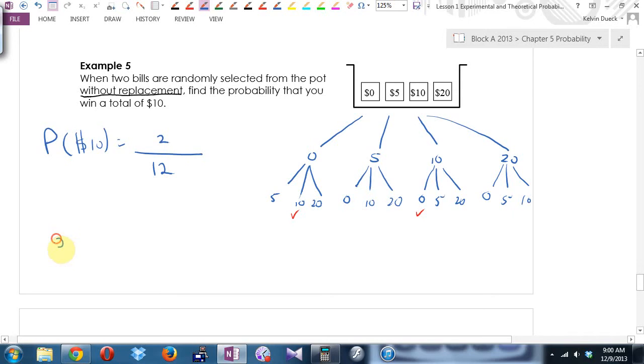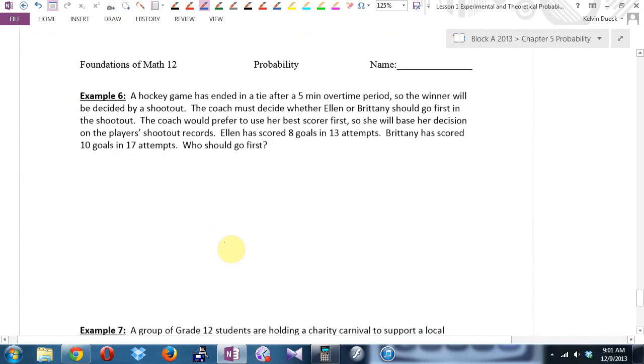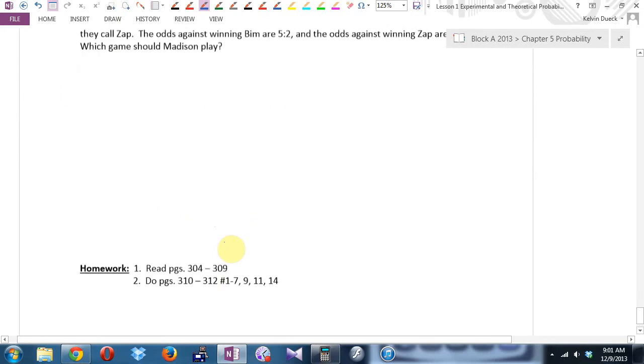If I had said the odds, that would be 2 to 10, or the odds are 1 to 5 in favor of you winning exactly $10. Is that all right? Turn the page. A couple more on odds and we're done.